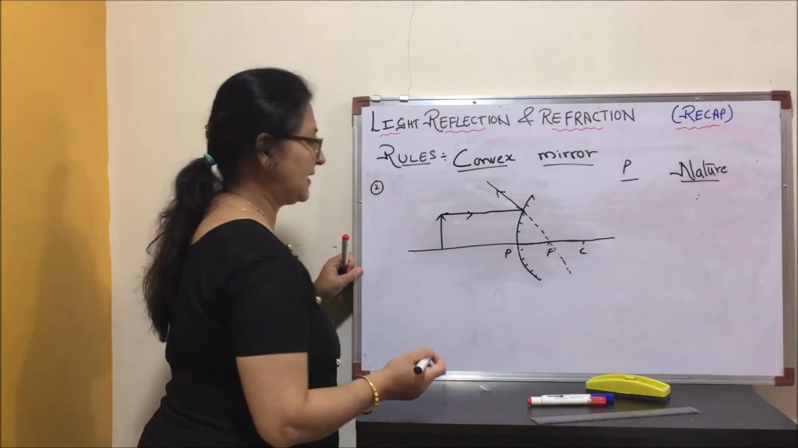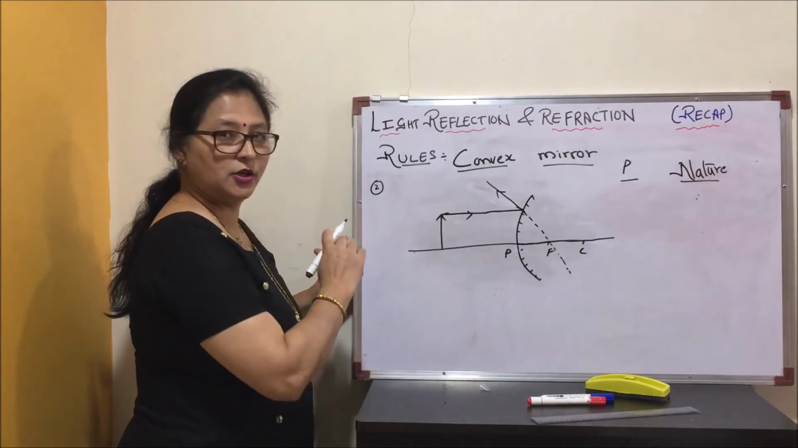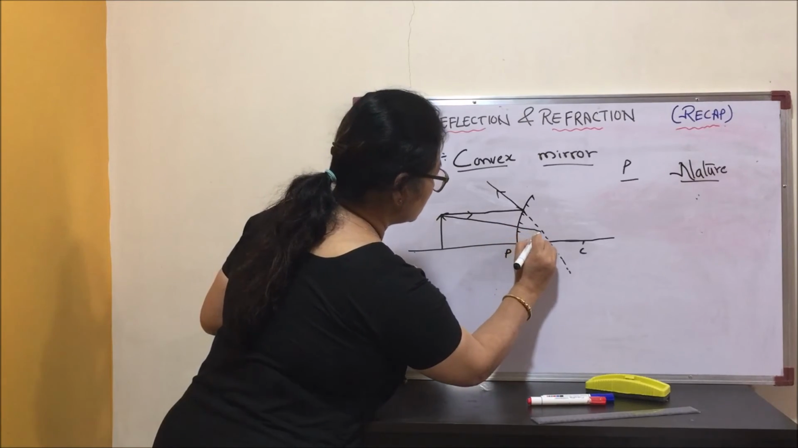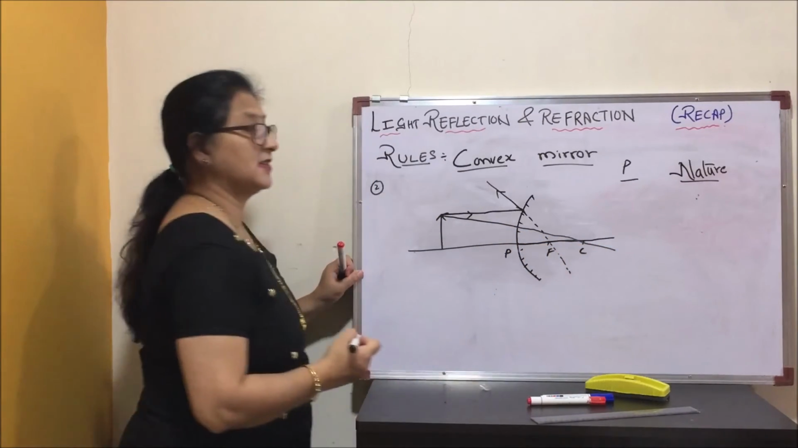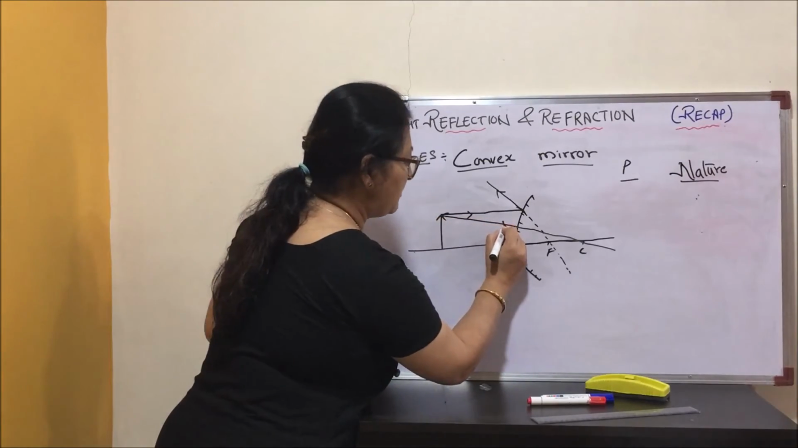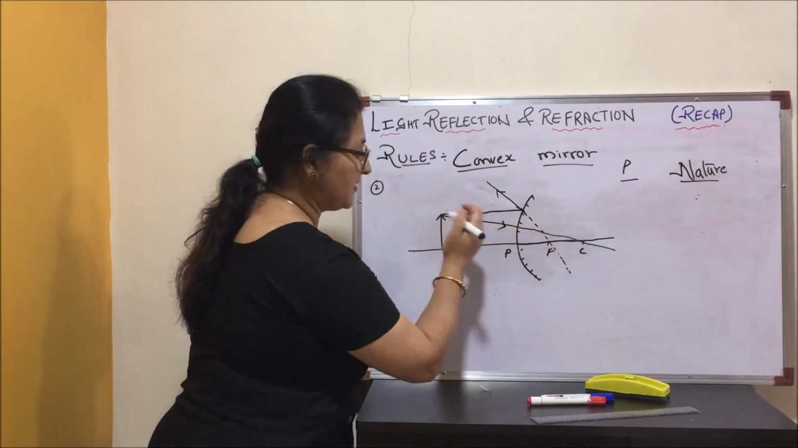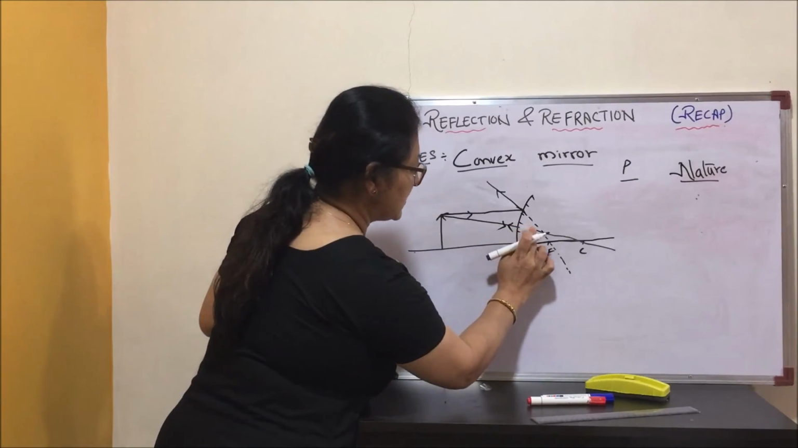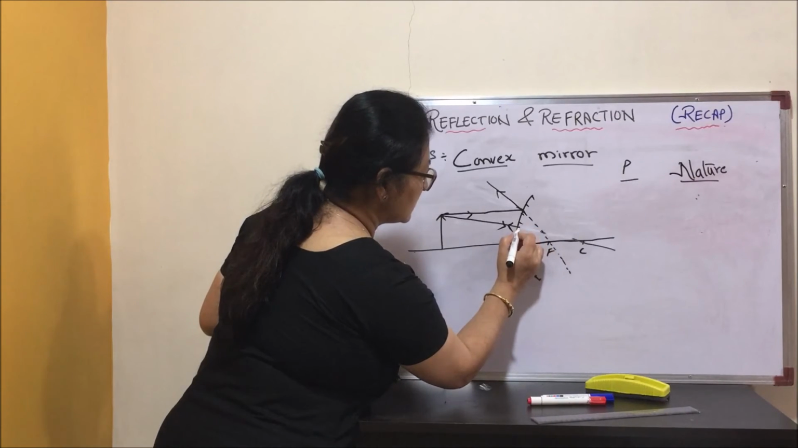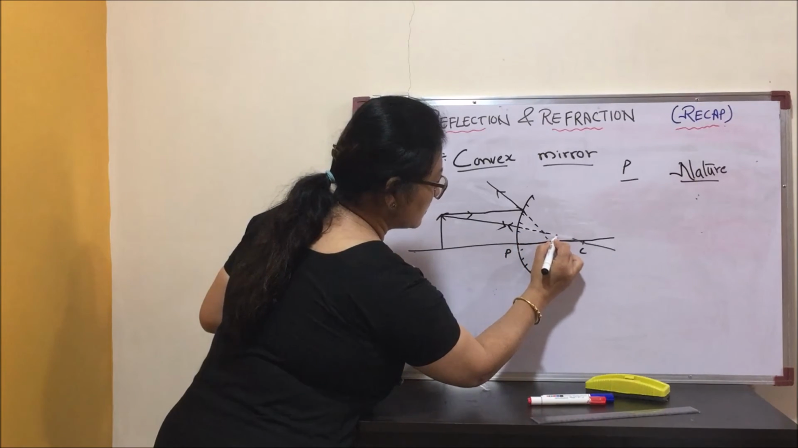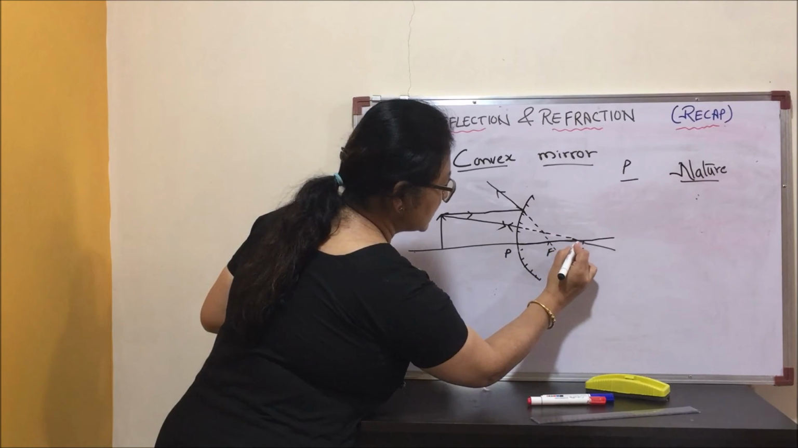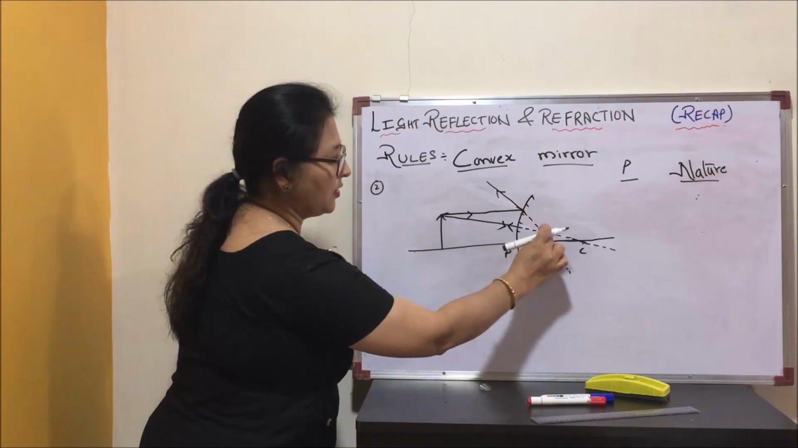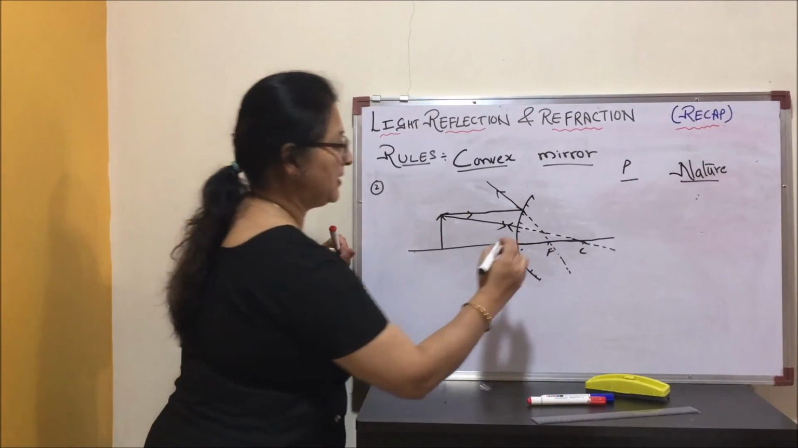Fine. And what about the second ray? Let's take the second ray passing through the center of curvature. When a ray passes through the center of curvature, it is reflected back along the same path, right? Because we are assuming that this ray is passing through the center of curvature. So where are they meeting? They are meeting over here.